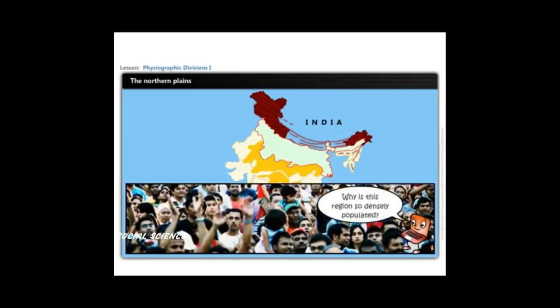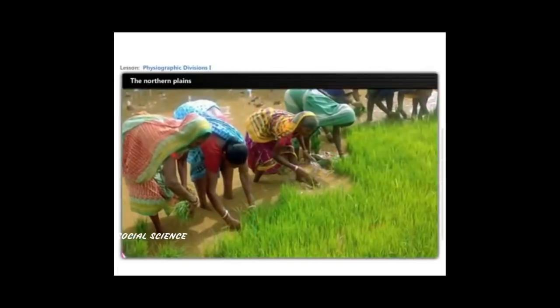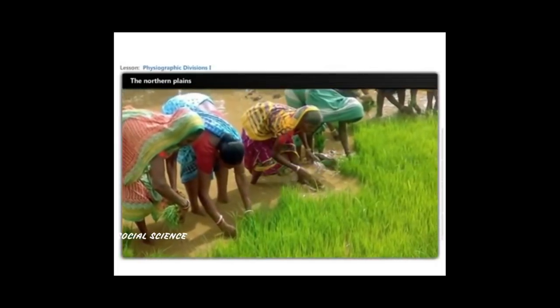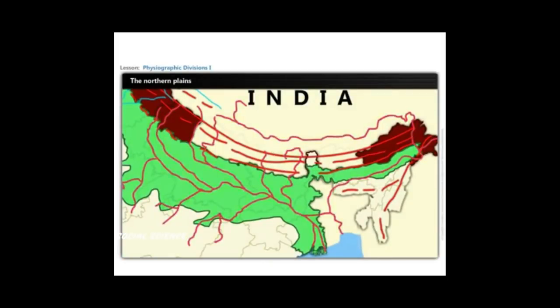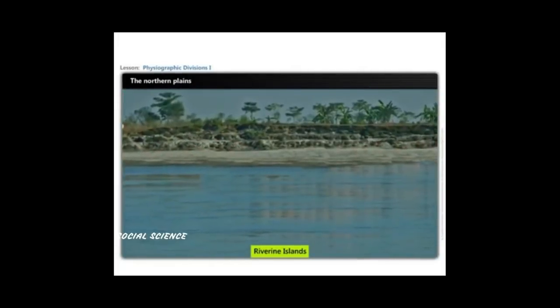Why is this region so densely populated? This is one of the most agriculturally productive regions with a rich soil core combined with adequate water supply and favorable climate. The rivers coming from northern mountains are involved in depositional work. Due to gentle slope, the velocity of the river decreases in the lower courses of the river. This results into formation of riverine islands.